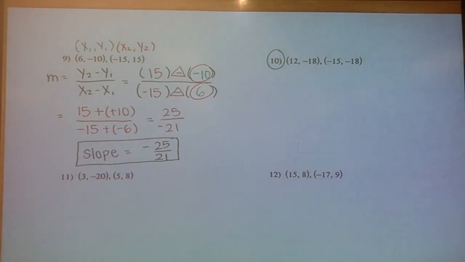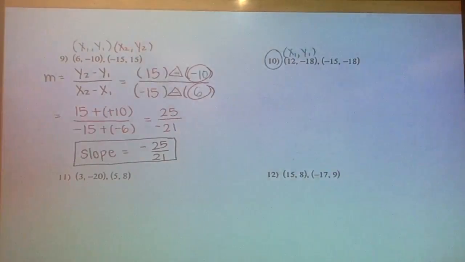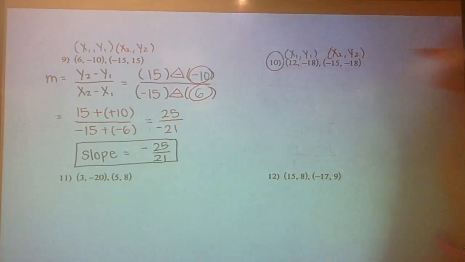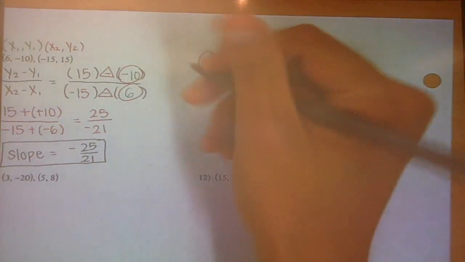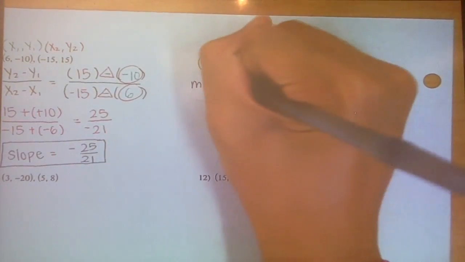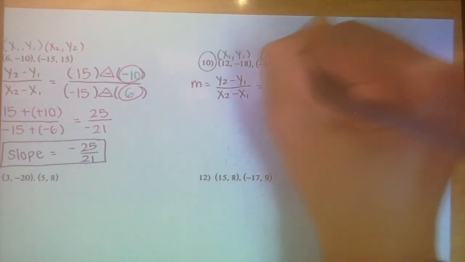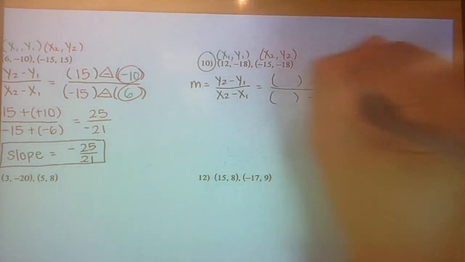Okay, let's check our answer. We have x1 comma y1, x2, y2. So our slope formula, y2 minus y1 over x2 minus x1. Something minus something over something minus something.